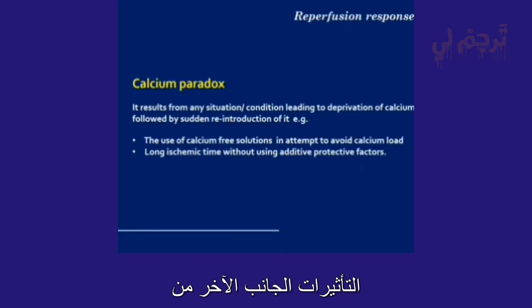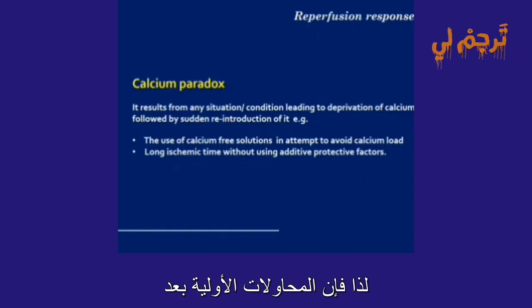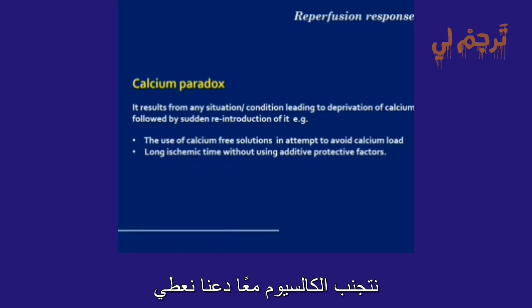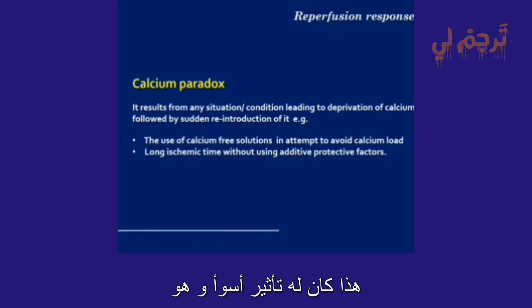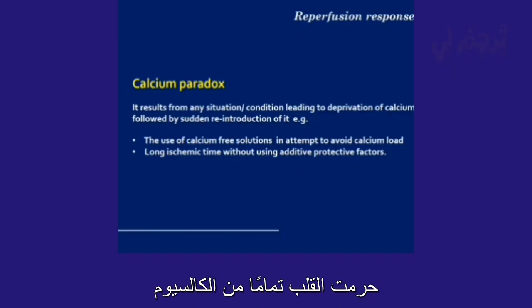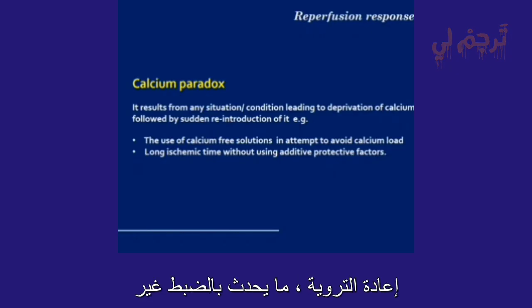The other side of the calcium homeostasis spectrum is the calcium paradox. So in the initial attempts, after they discovered that calcium is bad, the idea was: let's avoid calcium altogether, let's give cardioplegia without calcium at all. But this had an even worse effect, that is the calcium paradox. So if you deprive the heart completely of calcium, a phenomenon called calcium paradox happens, but this time after reperfusion. What happens exactly is not fully understood.